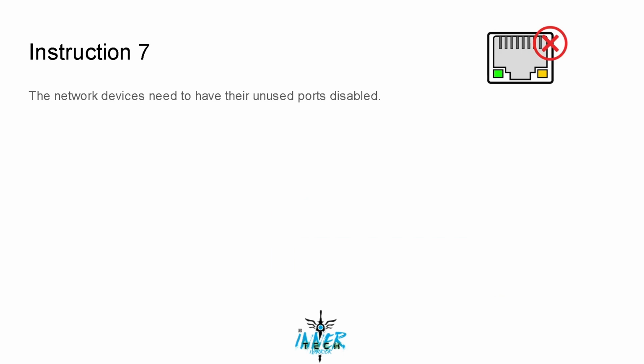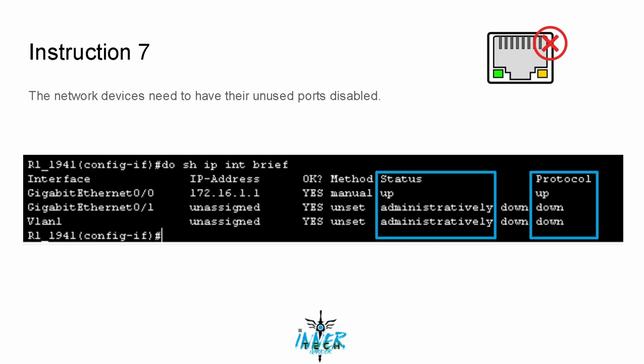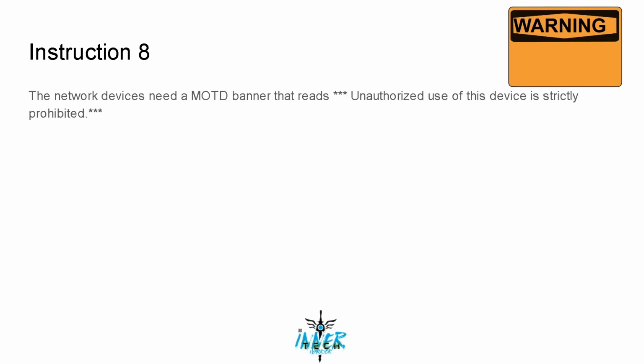Policy 7 states that we should shut down unused ports. Let's do a show ip interface brief command to see all the interfaces on the router. Make note of whether any of the interfaces are down. That means the interfaces have nothing connected to them. Those are the interfaces we'll want to shut down with the shutdown command.